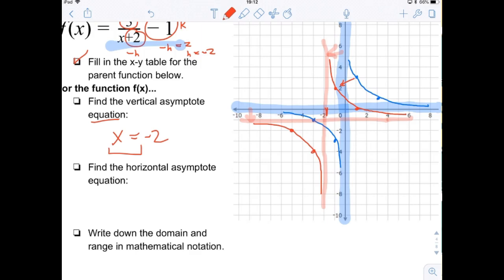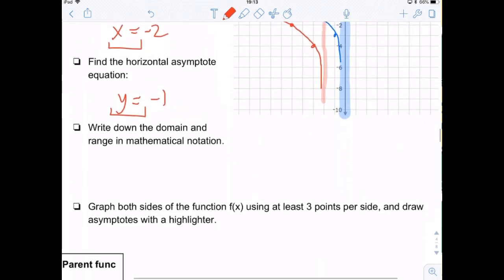Find the horizontal asymptote equation. The horizontal asymptote crosses the y-axis at -1, so it's y equals -1. Make sure you have the y equals there to show that it's a horizontal asymptote.